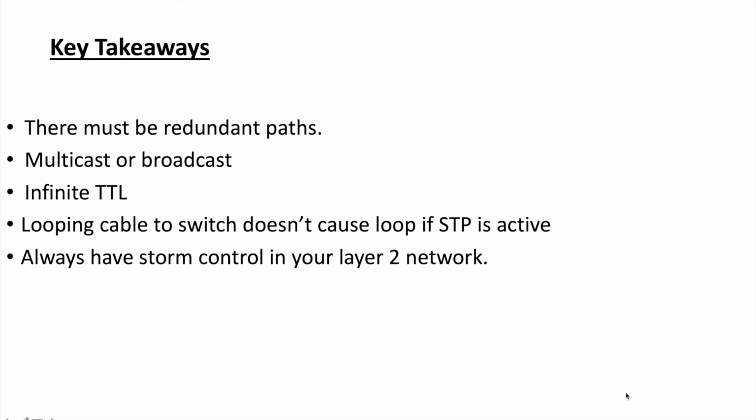So that point is also mandatory. There should be some traffic which has an infinite TTL value, so that no matter how many times it is looping in the network, it is never going to die down. And we found out that looping a particular Ethernet cable to the same switch won't cause any loop, because STP is active on the switch and it will block one side of the port. Always have storm control in your layer 2 network, always.